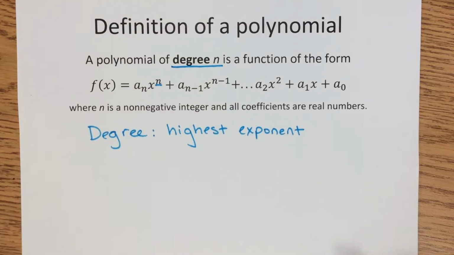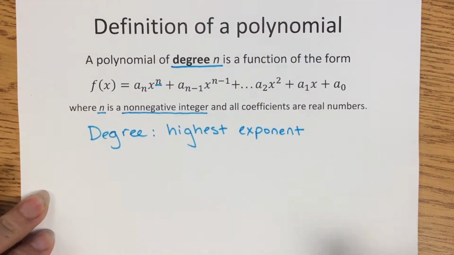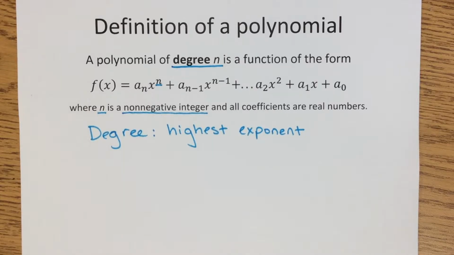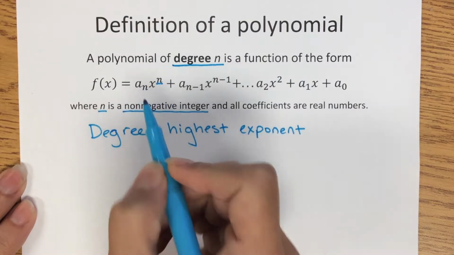What else is important about this definition is the words non-negative integer. The degree must be non-negative. The exponents must be non-negative. So if you have a negative, that brings it down and makes it a fraction, and this is no longer a polynomial.